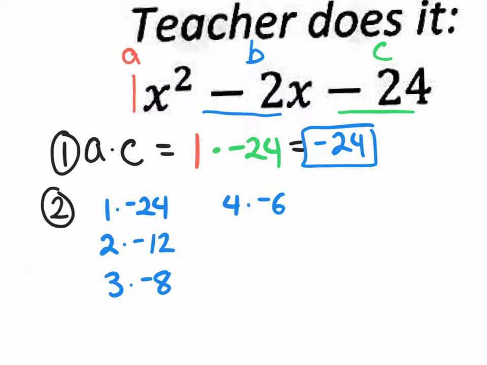Now, if I combine 1 and -24, I'll get -23. If I combine 2 and -12, I'll get -10. If I combine 3 and -8, what do I get? -5. If I combine 4 and -6, what do I get? -2. So that right there is the pair of numbers that I'm looking for. Let's move on now to step 3.